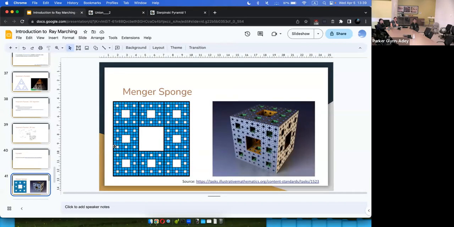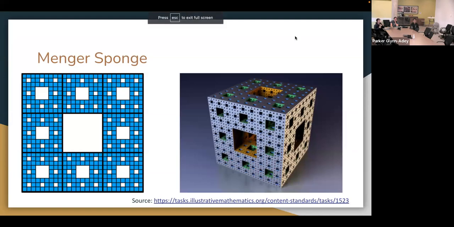So let's move on to the second fractal that we'll be studying, which is the mangrove sponge. And the mangrove sponge is this 3D shape here, which is kind of a 3D generalization of the serpentine carpet given here.